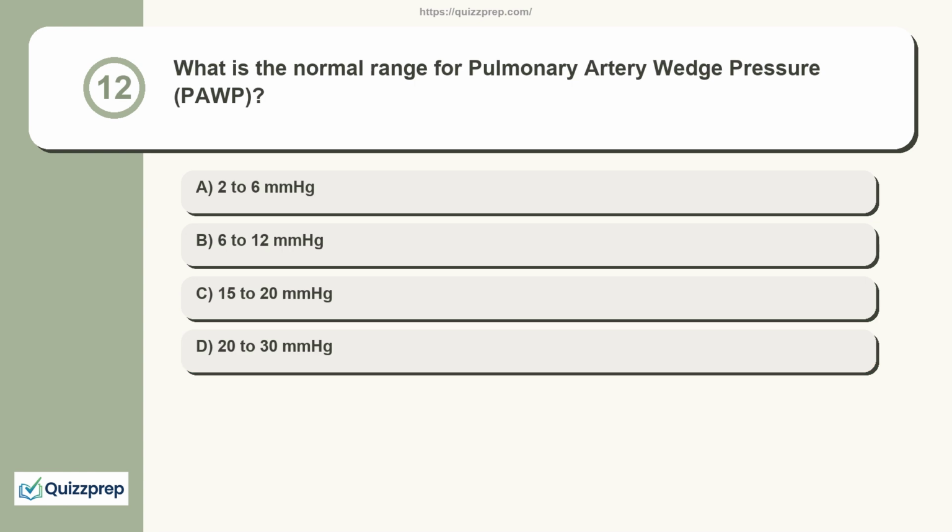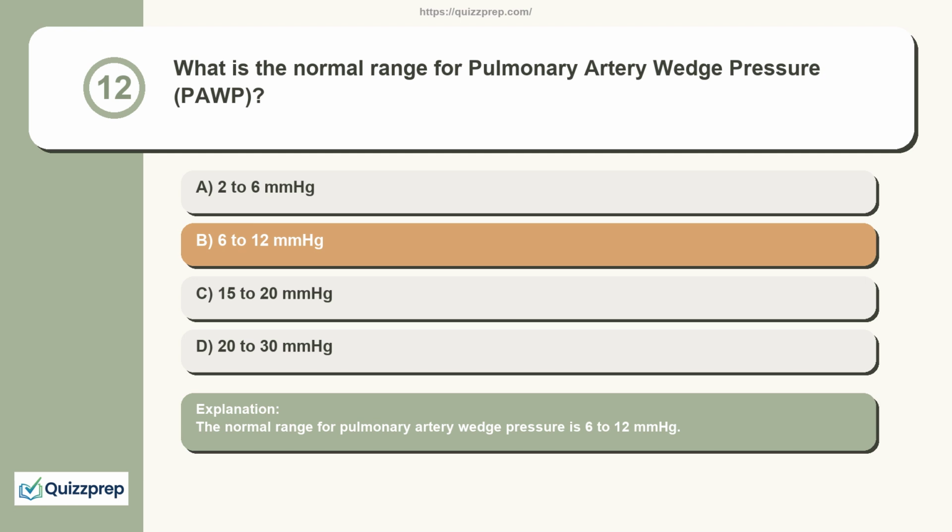Question 12. What is the normal range for pulmonary artery wedge pressure, PAWP? 2 to 6 mmHg, 6 to 12 mmHg, 15 to 20 mmHg, 20 to 30 mmHg. The normal range for pulmonary artery wedge pressure is 6 to 12 mmHg.